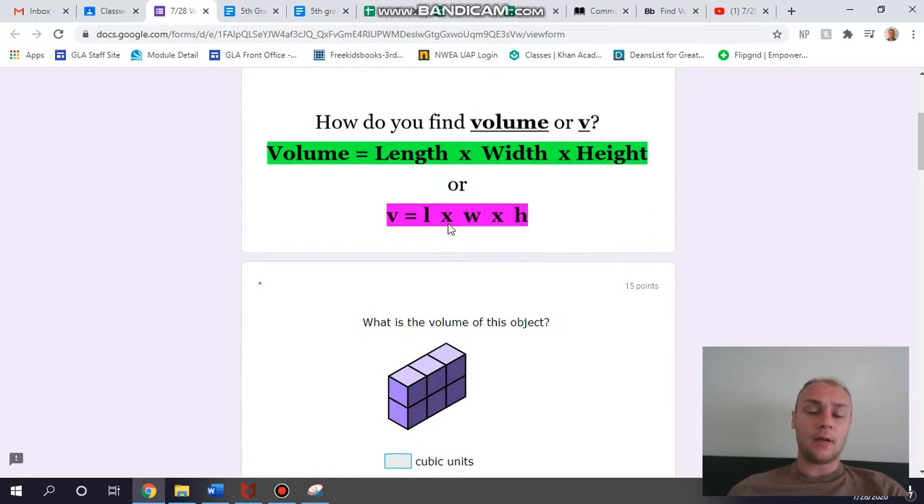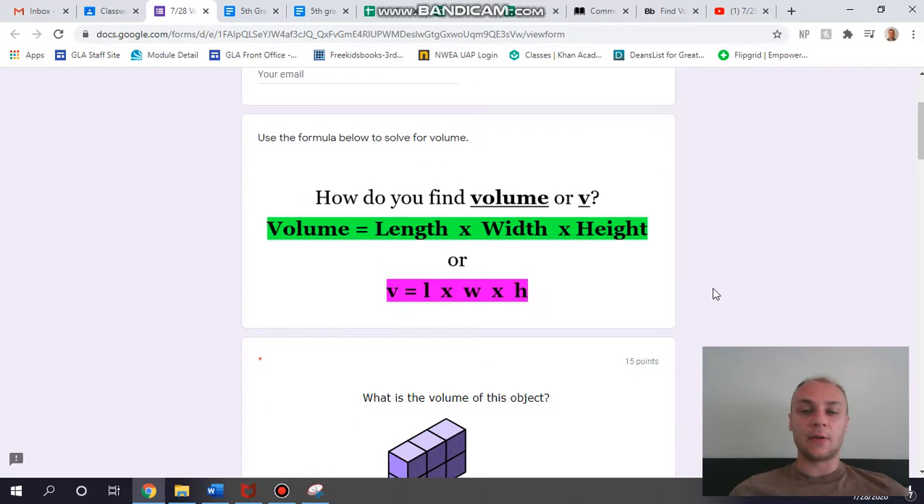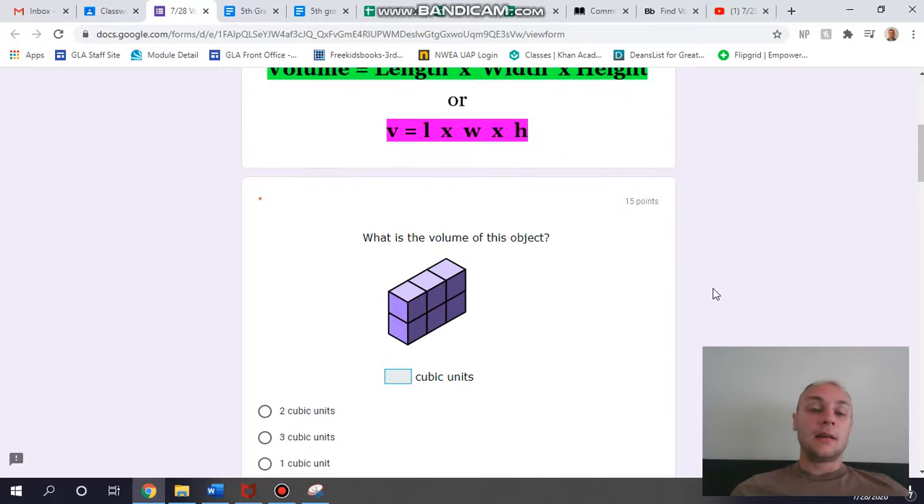Now, I have right here how you find volume. Volume is also known as V, okay? Volume is length times width times height, or V equals L times W times H. The V stands for volume, L stands for length, W stands for width, and H stands for height, okay? I have that for you so that you can go back and scroll up to this whenever you need to know what to do.